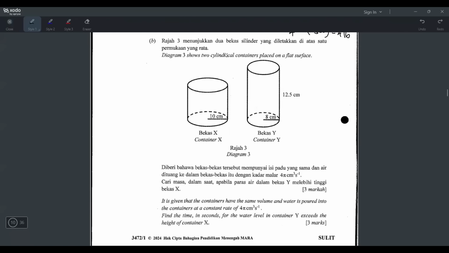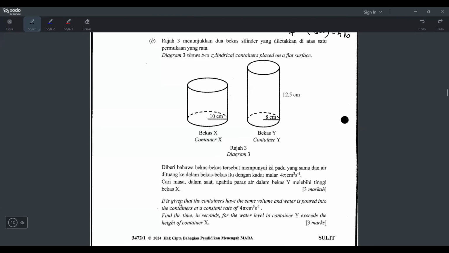Okay, let's do B. Diagram 3 shows two cylindrical containers placed on a flat surface. So these are both cylinders, but I can tell they are not the same size. This one the radius is 10 cm. This one the radius is 8 cm. And then the height of this one is 12.5. This one the height is not given, but you can see it is lower, a bit short, lower than the height of this cylinder.